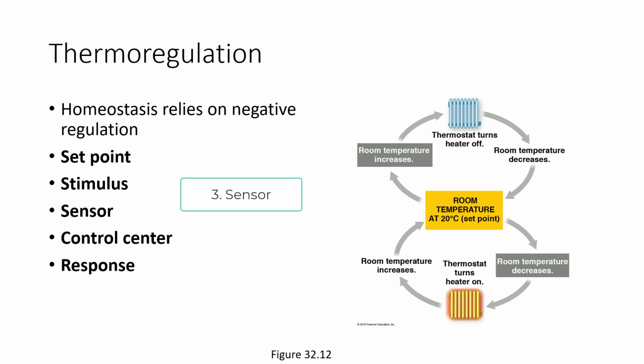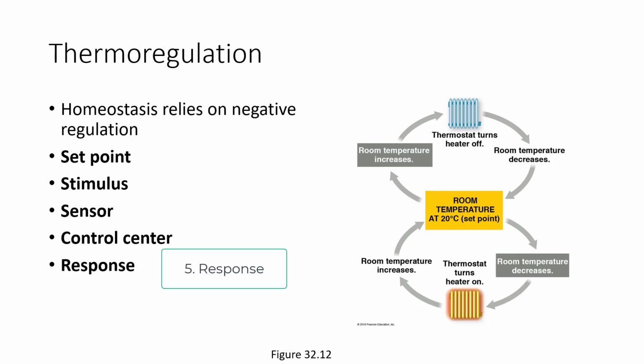A sensor will detect the movement away from the set point, and that will be something like the thermostat. The thermostat has a rheostat in it that will detect any changes in the temperature. The control center is the inner workings of the thermostat, and that thermostat will then turn the heater on. So the control center is going to look at a deviation, know the set point, and move things around. That moving things around is the response. It is what occurs to correct a deviation from a set point.